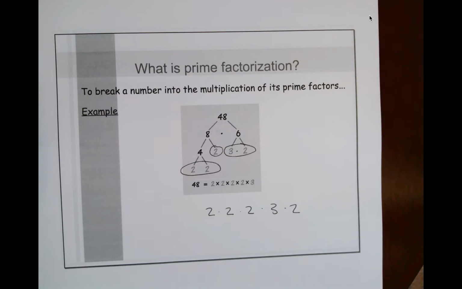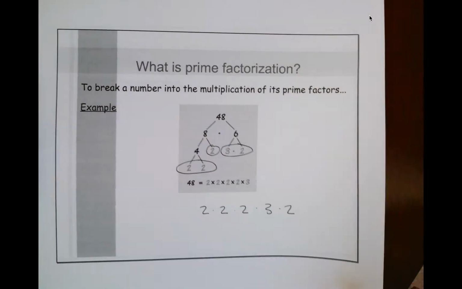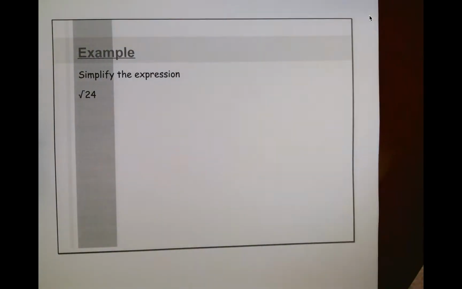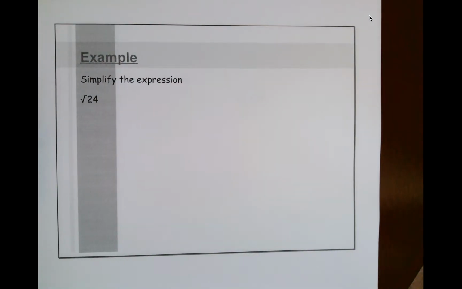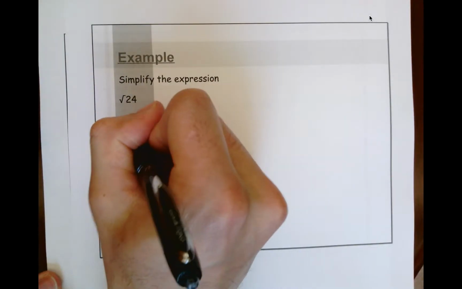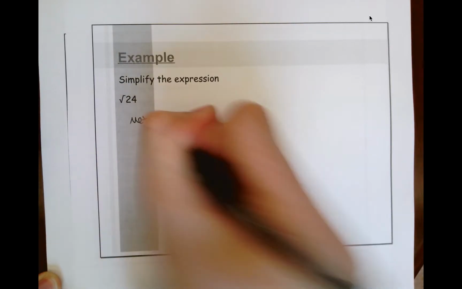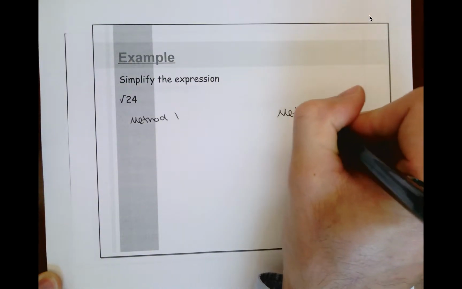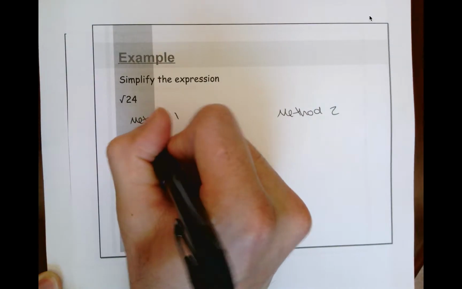This will be an important technique for breaking down square roots. It's one method for it. So I just wanted to review that. It should be something that you've seen before. So if we're going to simplify the square root of 24, there are 2 ways of doing this. The first method is going to be prime factorization.